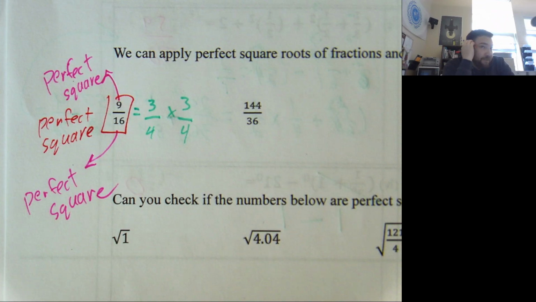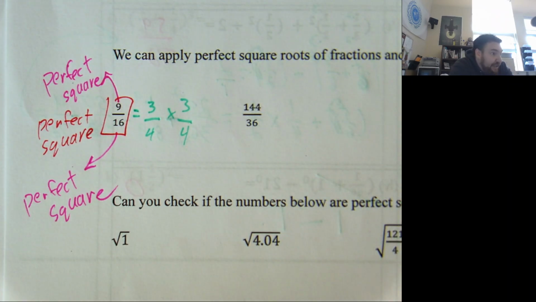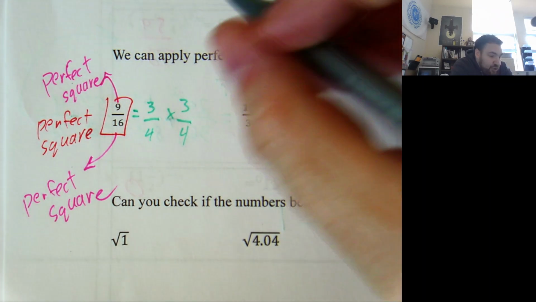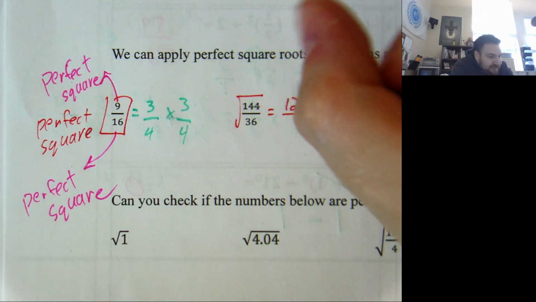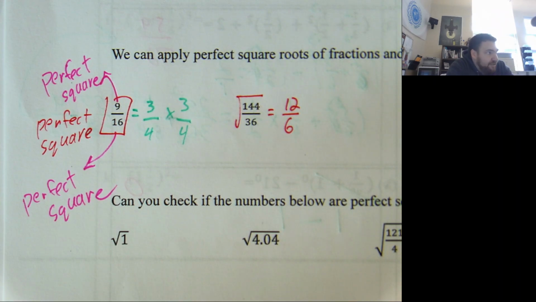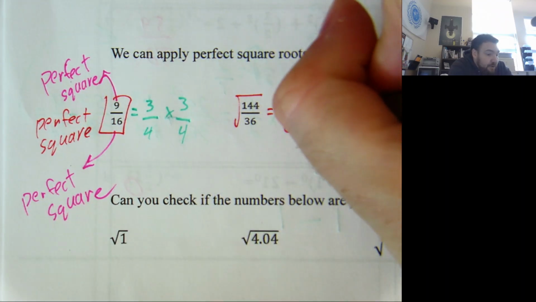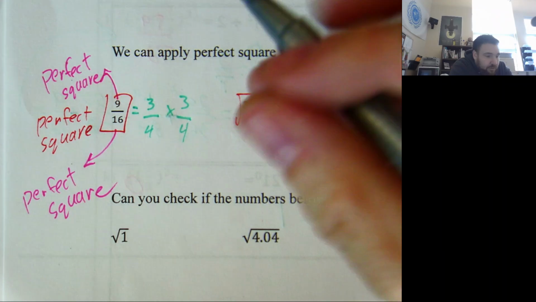Is 144 over 36 a perfect square? Well, is 144 a perfect square? Can you find it on the diagonal of your number line or your multiplication table? Yeah, 144 is 12 times 12. So the square root of 144 over 36 is going to be 12 over 6, because 36 is 6 times 6. What is the cardinal rule of fractions? Reduce them. So what's 12 over 6 equal to? 2 over 1, which I can just write as 2.